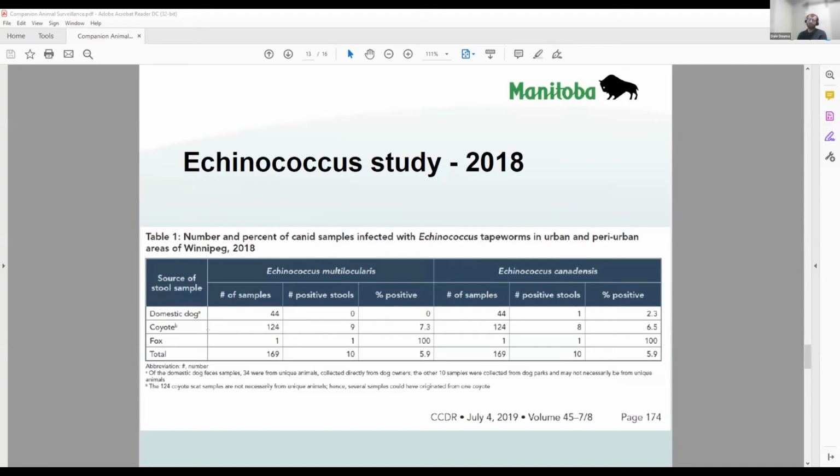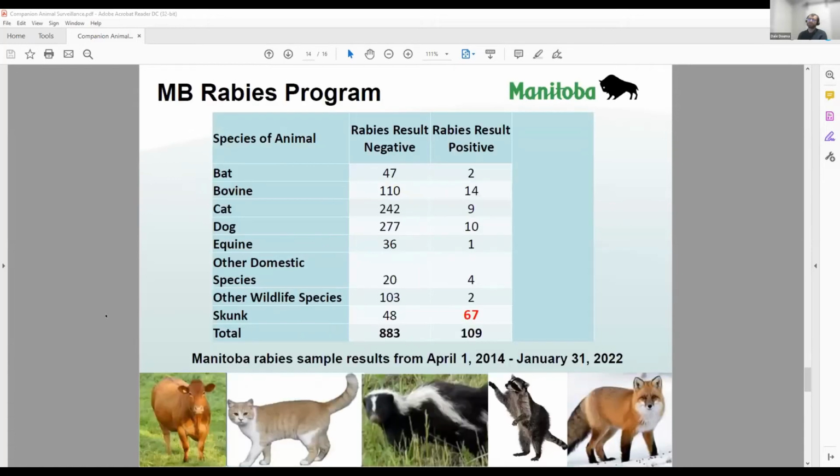When we looked at some of the wild species, we saw a much higher rate. Most of them are coyotes. So 7% positivity for Multilocularis, 6% for canadensis, which is fairly consistent with previous reports in the area. But there's not a lot of surveillance data or survey data out there on these parasites. So we try and take opportunities to do studies like this when we can with our public health counterparts. And then hopefully over time, we can do more of these and build it into a trend line. But at this point, it's really single snapshots.